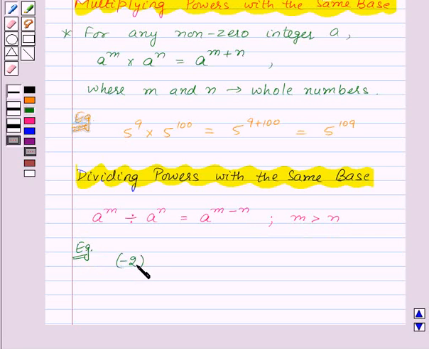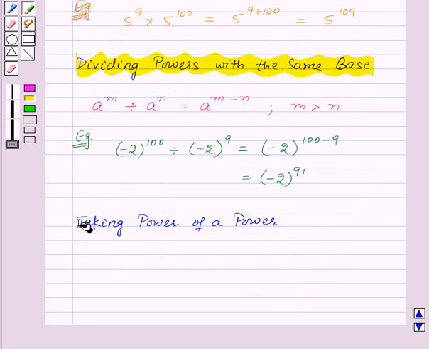For example, minus 2 raised to the power 100 divided by minus 2 raised to the power 9 will be equal to minus 2 raised to the power 100 minus 9, which will be equal to minus 2 raised to the power 91. Next, we have taking power of a power.